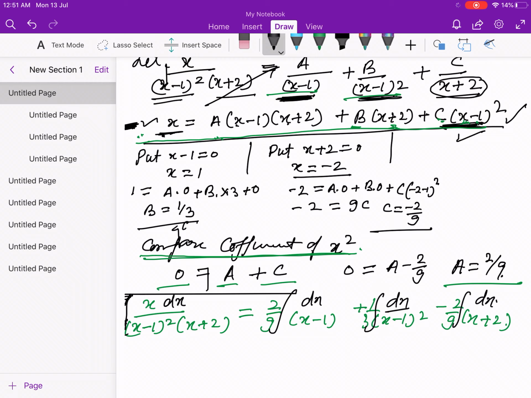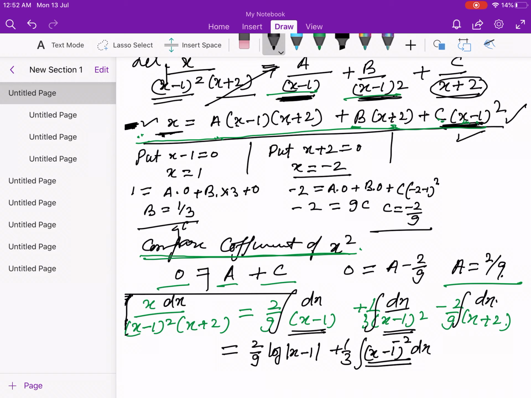We put up the sign of integral here. So 2 by 9, which form is it? 1 upon x. So the answer is log of x minus 1 plus 1 by 3. This is x minus 1 whole square. So for this, first write the standard form. It is x minus 1 raised to minus 2. This is which form? x to the power n. Minus 2 by 9. This is 1 upon x form. So log of x plus 2 plus c.